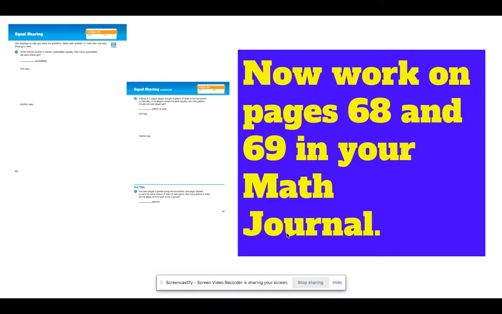Now take a look at pages 68 and 69 in your math journal. They look like this. They're asking you to show a couple different ways that you can split up whatever they're trying to share equally. Just like what I did, I came up with one scenario of cutting and sharing something, like the pizza or the yards of string, and I showed you a couple different ways. That's what they would like you to do in your math journal.